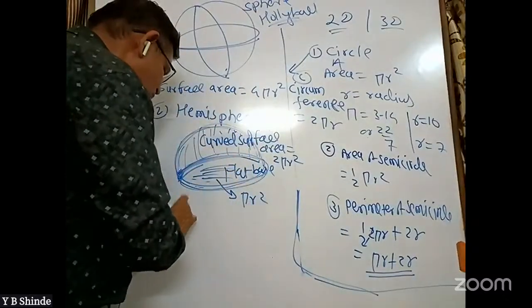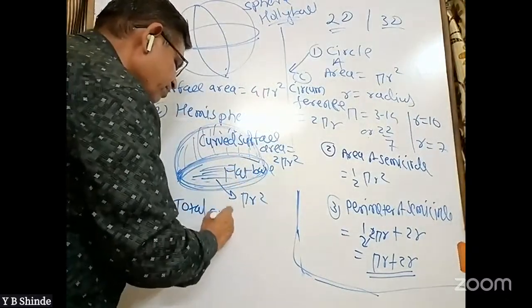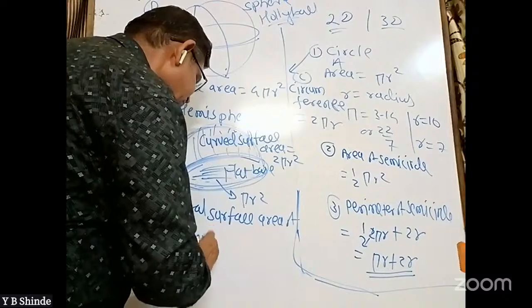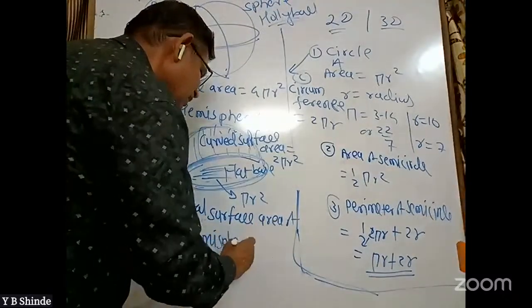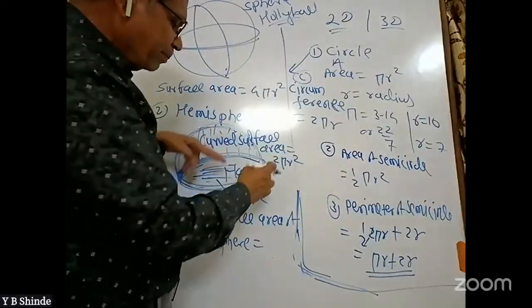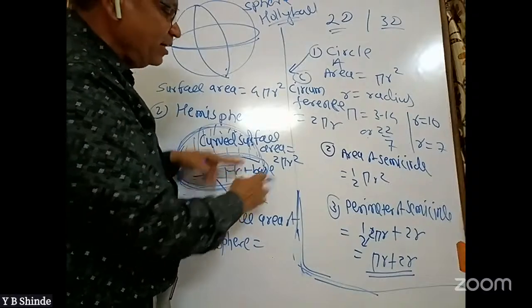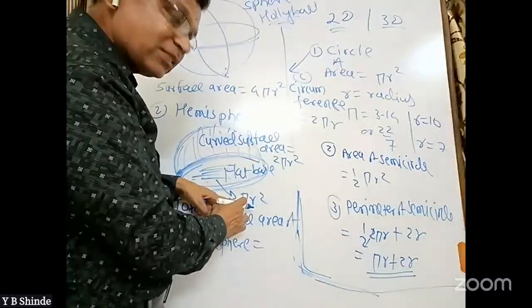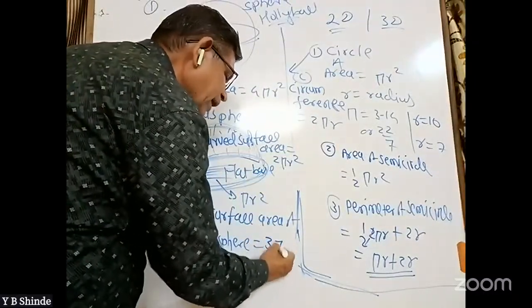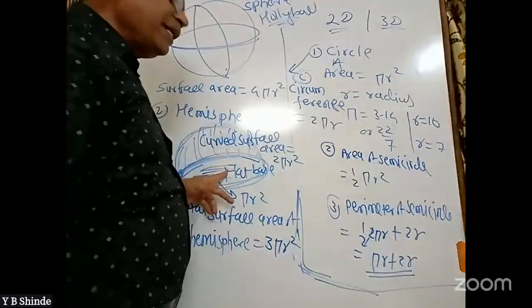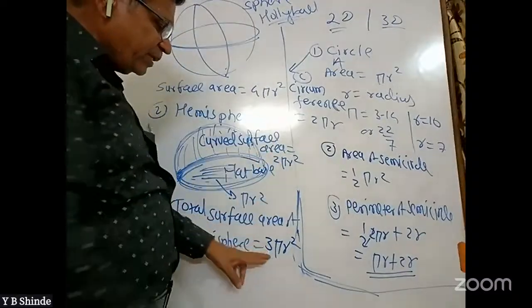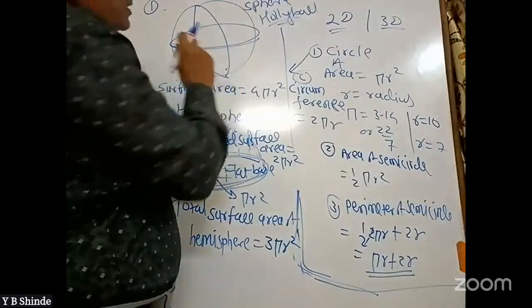And the question is total surface area of hemisphere. Try to understand hemisphere. It will automatically be curved surface area plus base surface area: 2 pi r square plus pi r square, 2 plus 1, that is 3 pi r square. Keep in mind, base area is 1 pi r square, curved surface area of hemisphere is 2 pi r square, total surface area of hemisphere is 3 pi r square, and surface area of sphere is 4 pi r square.